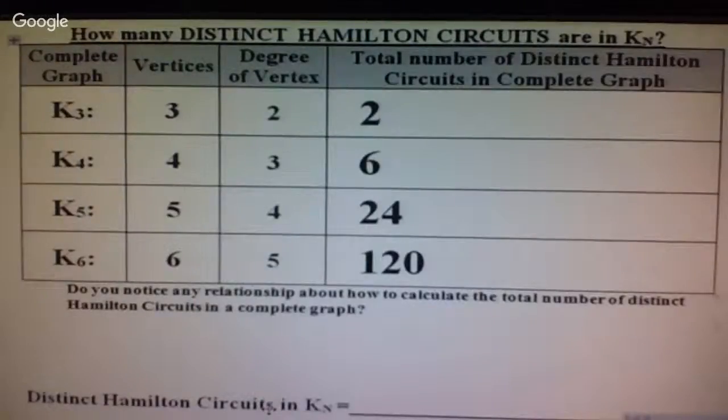Okay, so here is the number of distinct Hamilton circuits in all of these complete graphs. If I have a complete graph that has 3 vertices, each has a degree of 2, I have 2. If I have 4 vertices, each has a degree of 3, I have 6. 5 vertices, each has a degree of 4, I now have 24. If I up that to 6 vertices, each with a degree of 5, I now have 120.